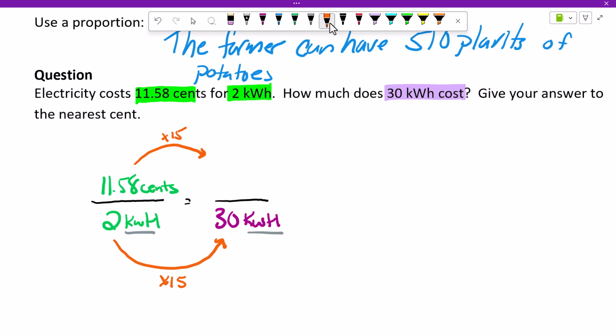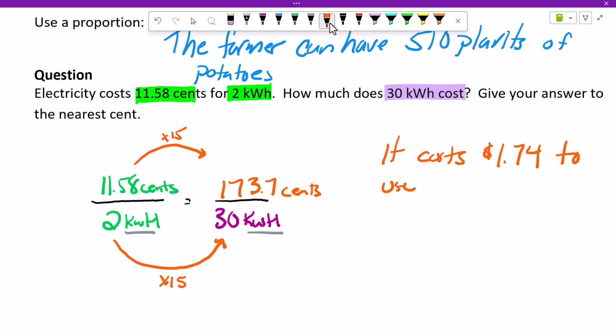So, we have to multiply the top by 15 as well. What's 11.58 times 15? 173.7 cents. So we can say it costs 173.7 cents, or you can say it costs $1.74, if you round that up, to use 30 kilowatt hours.